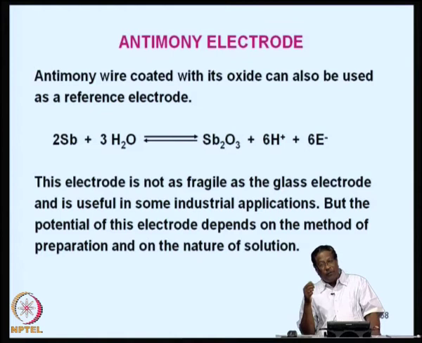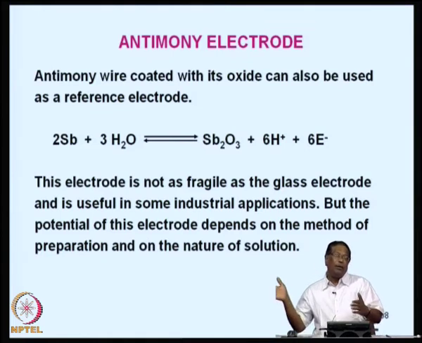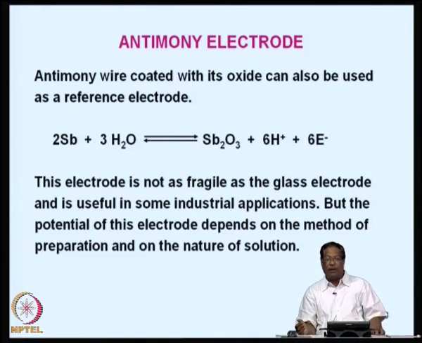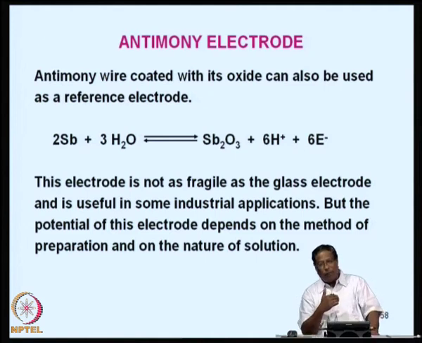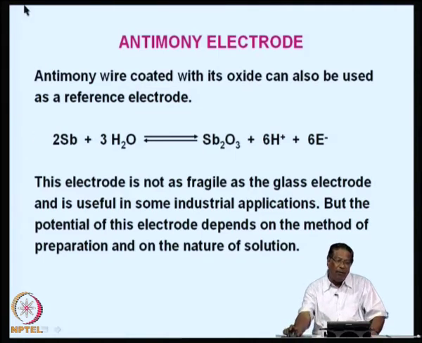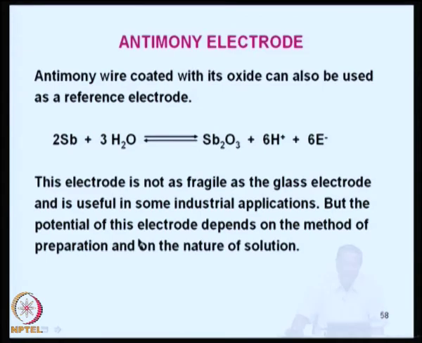in process solutions where the process solutions are moving at a very fast velocity. That means, if I insert a glass electrode in a fast moving solution, it may not be able to show the correct pH, or it may get broken or something like that can happen. But if I have an antimony oxide electrode, then I can measure the pH under harsher conditions. That is the idea.